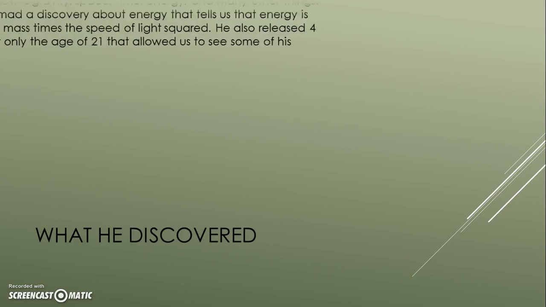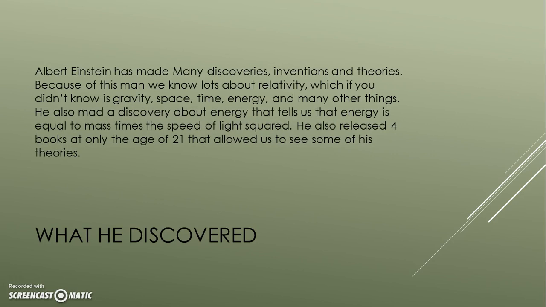So, this is what he discovered. Albert Einstein has made many discoveries, inventions, and theories. Because of him, we know lots about relativity, which, if you didn't already know, is gravity, space, time, energy, matter, and lots of other things. That's just to name a few. He also made a discovery about energy that tells us that energy is equal to mass times the speed of light squared. He also released 4 books at only the age of 21 that allowed the public to see his theories, and it just left them confused. They had no idea what he was talking about.